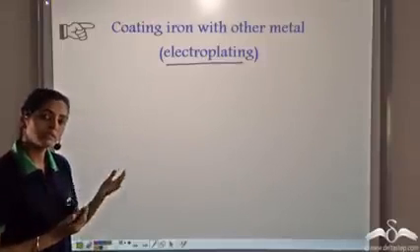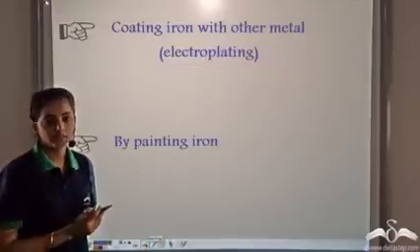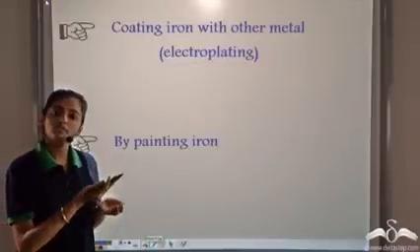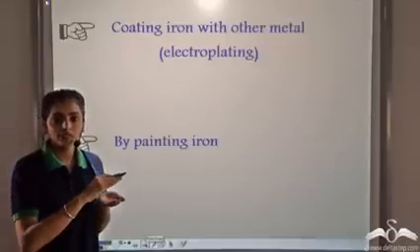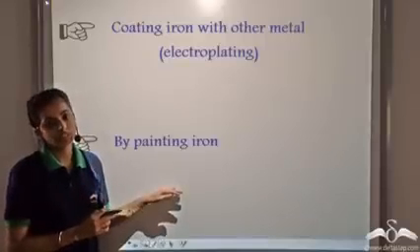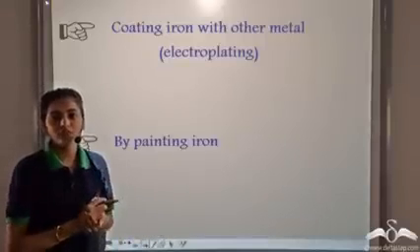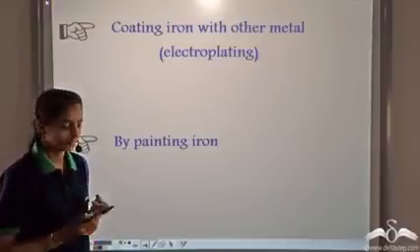And one more method which works on similar lines is painting iron. So when we paint iron with some other substance, even that prevents the surface from coming in contact with oxygen and moisture, so it prevents corrosion. So these are the different ways that we can use to prevent corrosion from taking place.